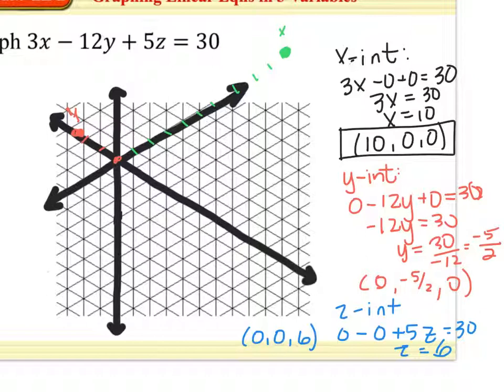And for my z-intercept, I have 6 in the positive direction. So again, I'm going to start out at 0, 0, go 1, 2, 3, 4, 5, 6 up here. And then if you were to connect them, and I'll do that with purple, you're going to end up with something like this.